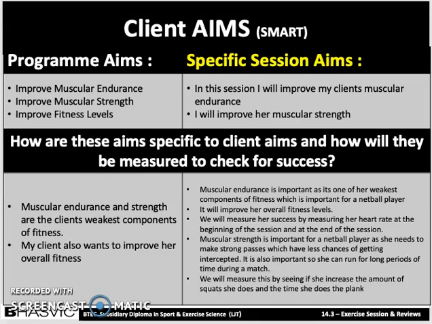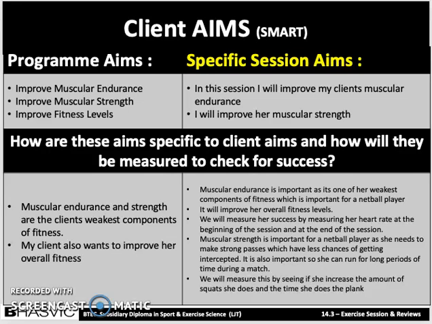Muscular endurance and muscular strength are my client's weakest components of fitness, when looking at the tests we did in the session before. My client would also like to improve her overall fitness levels, which will improve with this session as we will be working on muscular endurance.